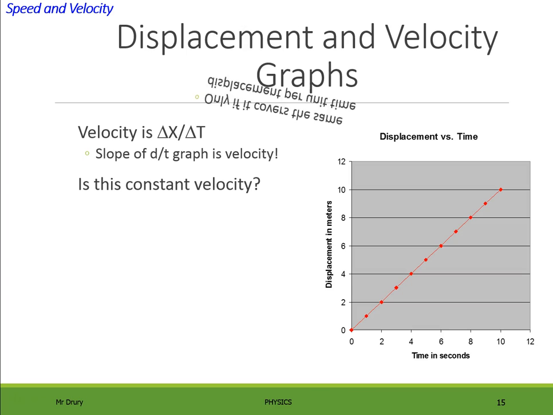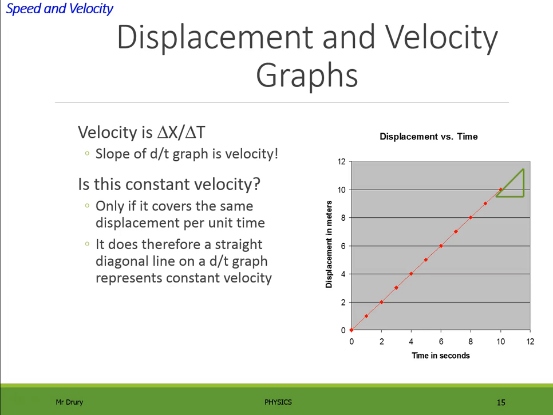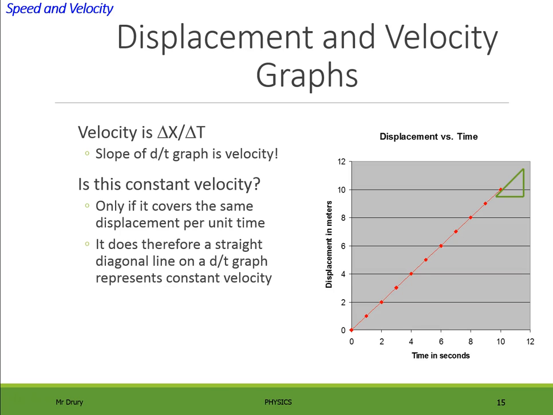Well, we know it's a constant velocity only if it covers the same amount of displacement every unit of time. In this case, we covered 2 meters in 2 seconds, as shown by the little green triangle. It's covered the same amount of distance every unit of time because the little triangle stayed parallel to the line. So therefore, it does represent a constant velocity.